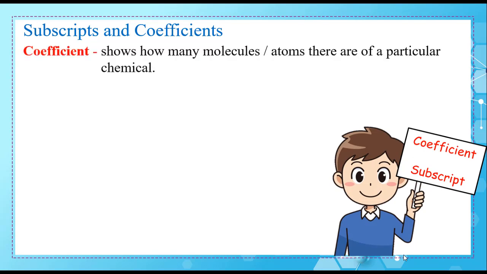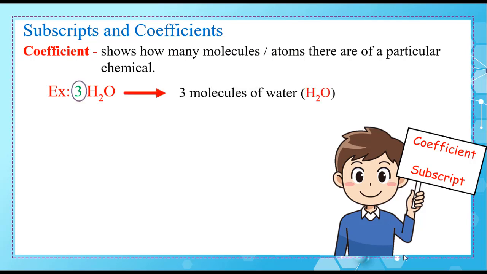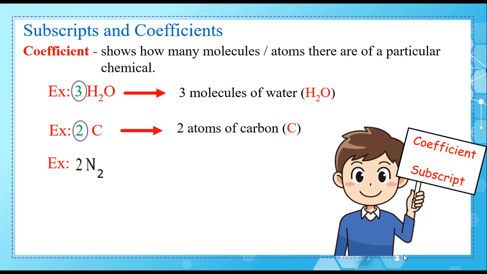Coefficient shows how many molecules or atoms there are of a particular chemical. Let's take some examples. 3H2O. The coefficient 3 means that we have 3 molecules of water. 2C. The coefficient 2 shows that we have 2 atoms of carbon. 2N2. This is the coefficient and this is the subscript. In this case, the coefficient should be multiplied by the subscript. 2 times 2 equals 4. So we have 4 atoms of nitrogen.